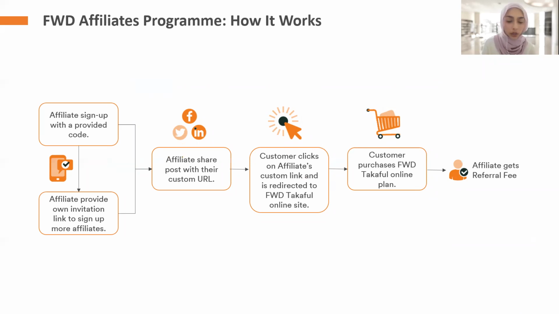So anyways, they will sign up through a link or a provided code, and then after they have done that, they can go into the affiliate app, they can share a post which will come with a customized URL that we will use to track your sales. Once customers click on that affiliate custom link, they will be redirected to FWD Takaful online site. Customer can then make a purchase. Once they have made the purchase, affiliates will receive their referral fee.